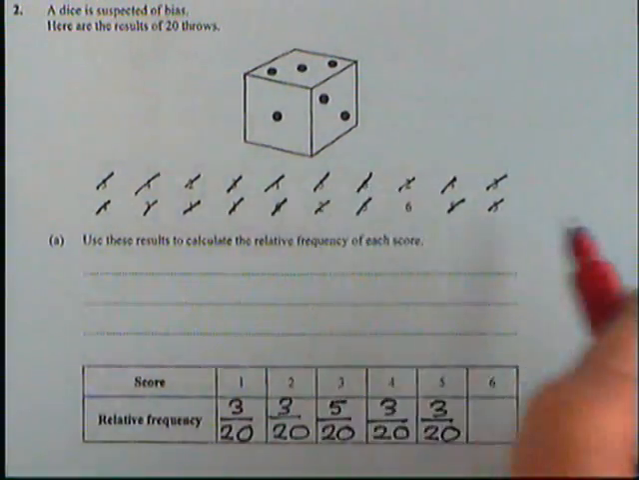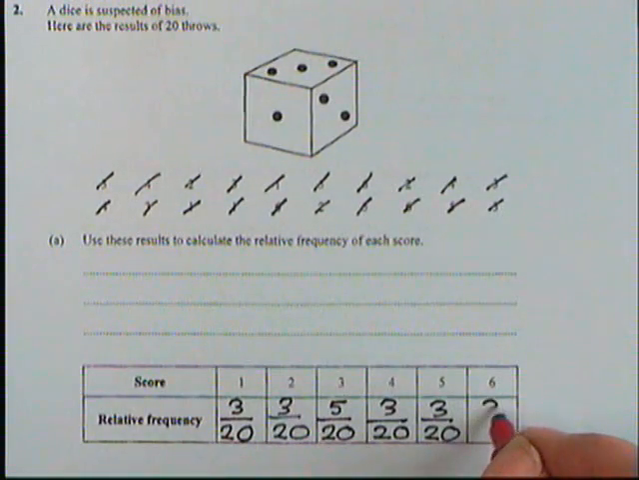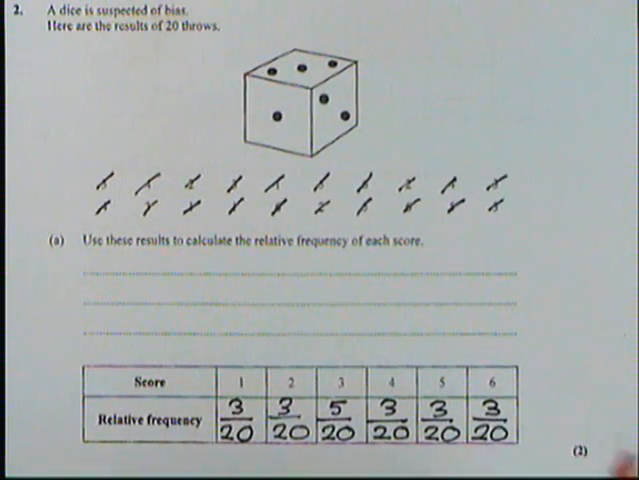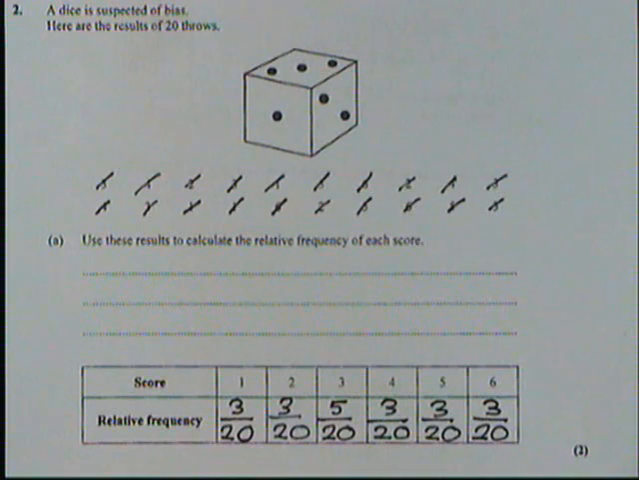And last but not least, I've got 3 6s. So the experimental probability, the relative frequency of a 6 is 3 out of 20. It's worth in an examination at this point just counting to make sure that you've got 20 altogether. 3, 6, 9, 12, 15, 20. So you've probably not gone wrong. So that's worth 2 marks.